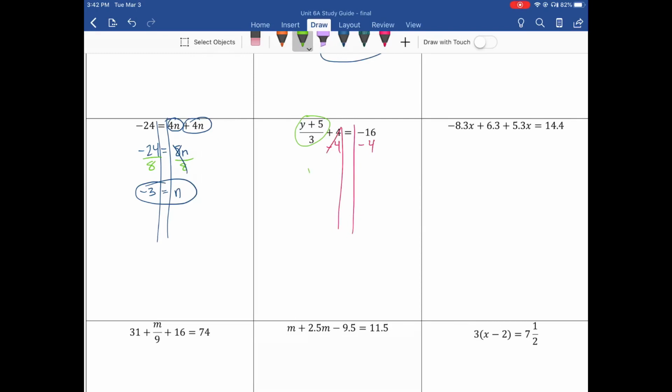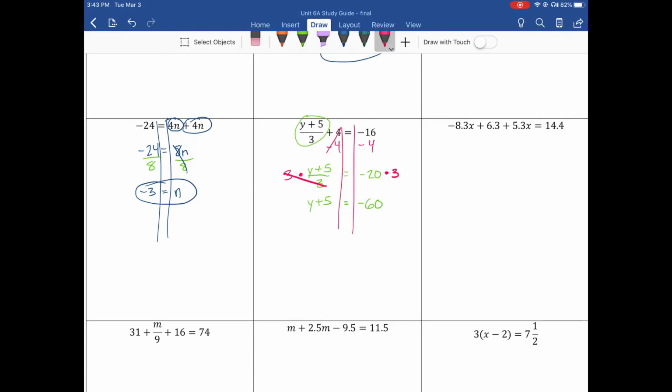And that will tell us that y plus 5 over 3 is equal to negative 16 minus 4, which is negative 20. And in order to get rid of that fraction, we want to multiply by our denominator. So our denominator is the bottom of our fraction, which is 3. And when we do that, that'll cancel out. And whatever we do to the left-hand side, we also must do to the right. And negative 20 times 3 will be negative 60. And we just drop down what's on that left-hand side.